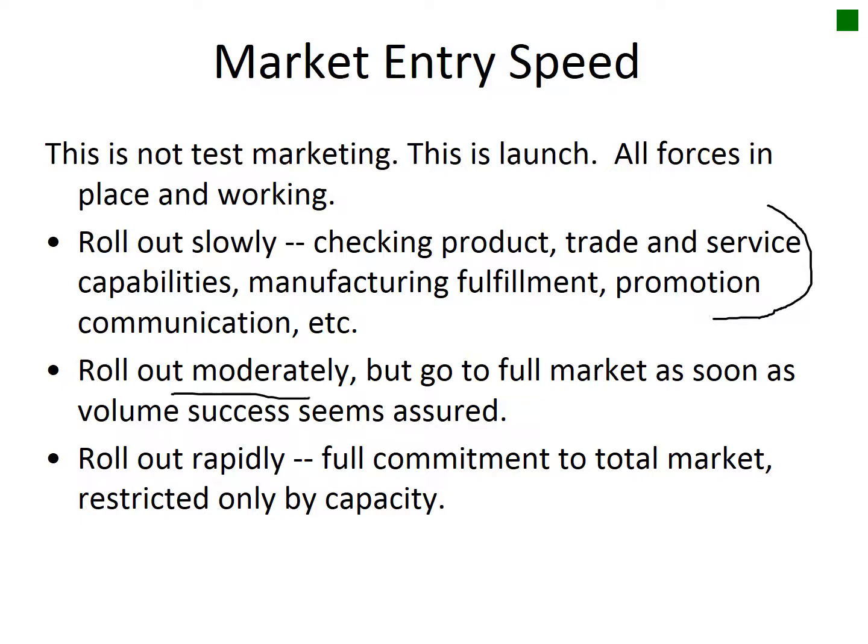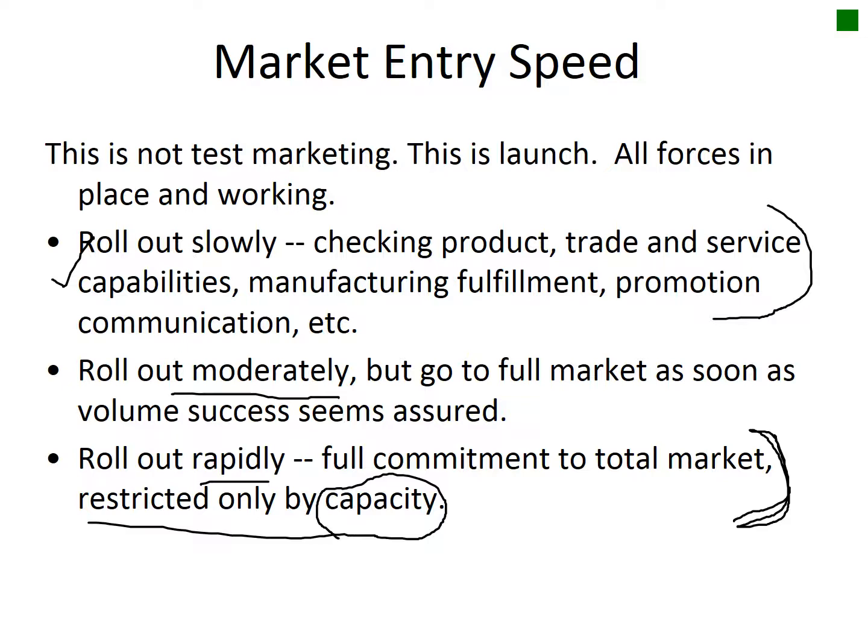So we could roll out moderately or a little bit faster, and then we can also roll out rapidly if we want to. When we roll out rapidly, we're making a full commitment to our entire marketplace, and we're restricted at that point only by our manufacturing capacity. We're trying to produce and get out the door as many units as we can, and clearly this is going to take a lot of money to advertise and to promote and all of that. So that's like you're going in feet first, everything is going in all at once. You're not dipping your toe in the water at all like you might in a slow rollout. We're full steam ahead when we're doing a full rollout rapidly type of approach.